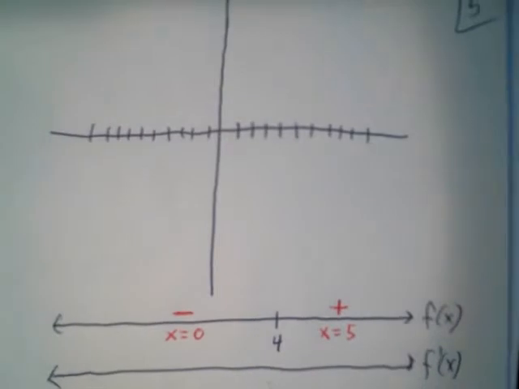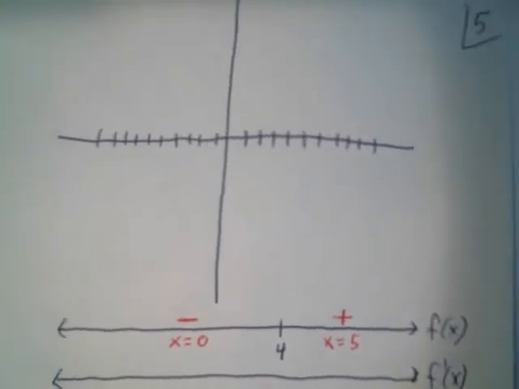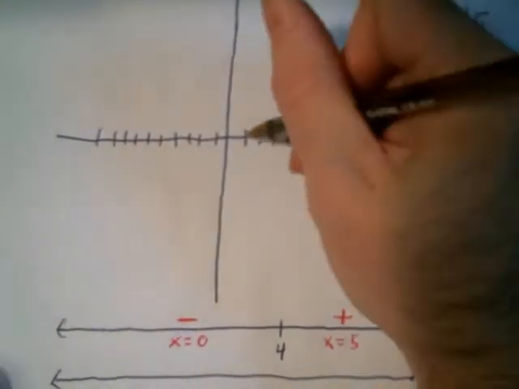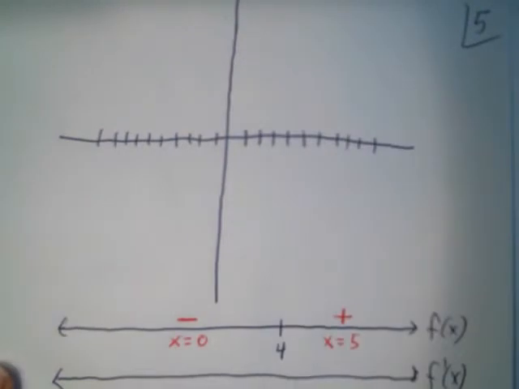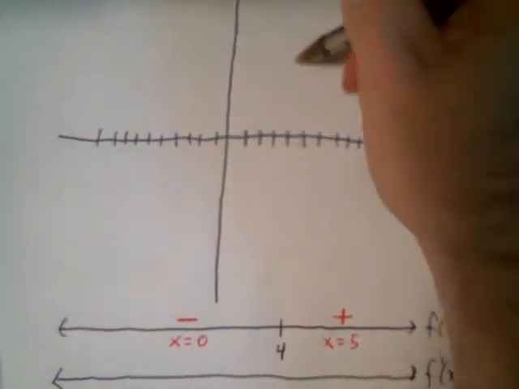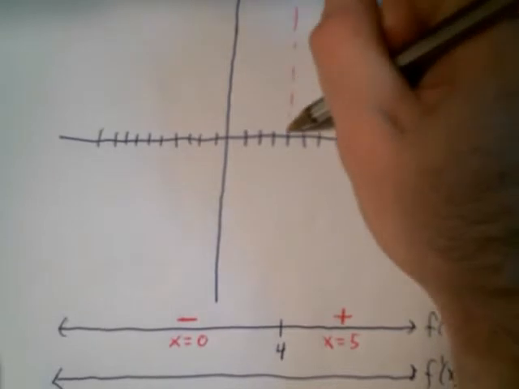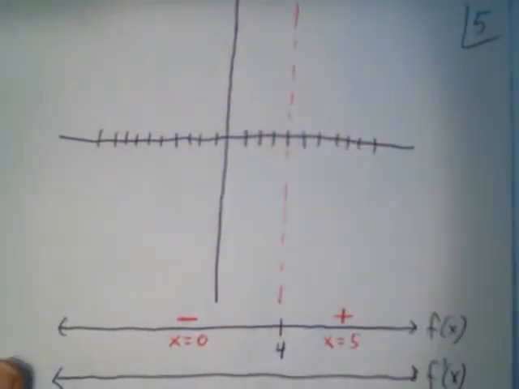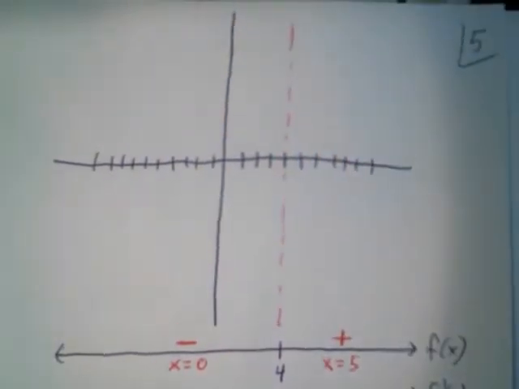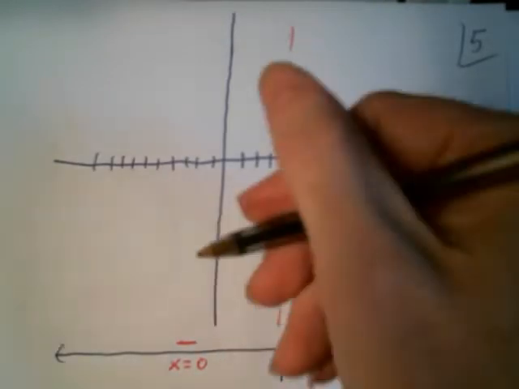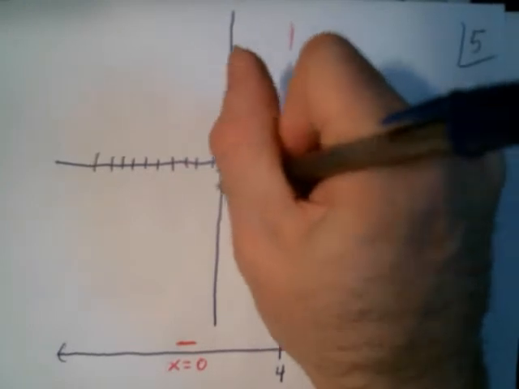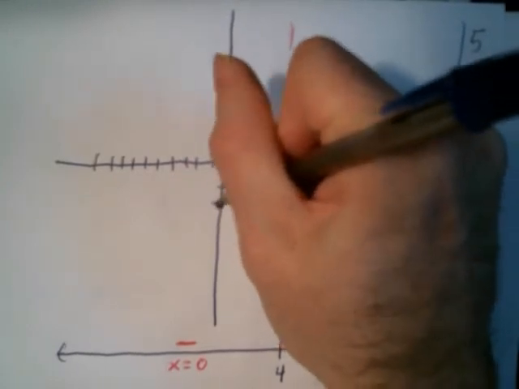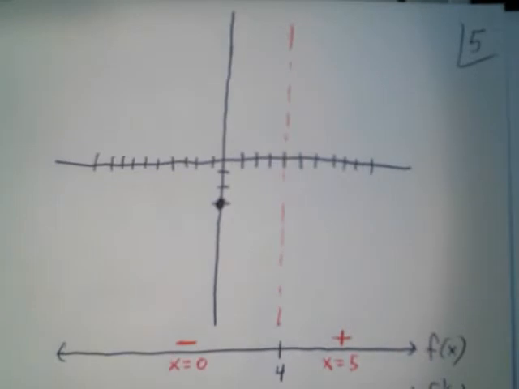Let's go ahead and plot that y-intercept and put the vertical asymptote on there as well. So we'll do that in pink. 1, 2, 3, 4 is our vertical asymptote. Our y-intercept, I believe I said -3. So 0, 1, 2, 3. Let's go ahead and plot that.